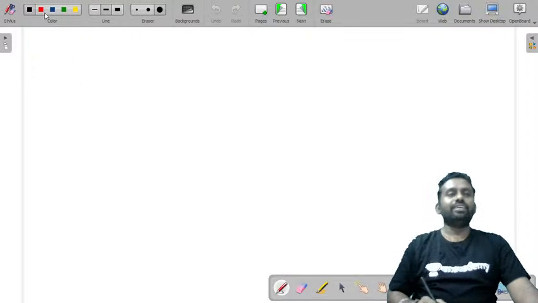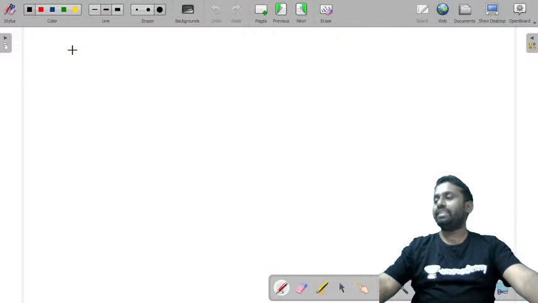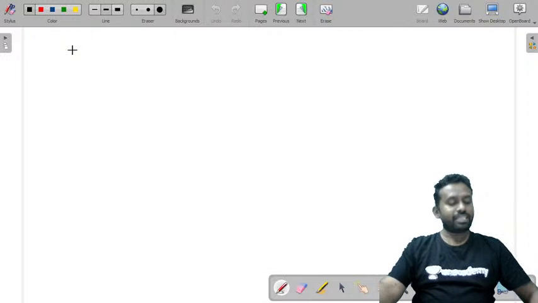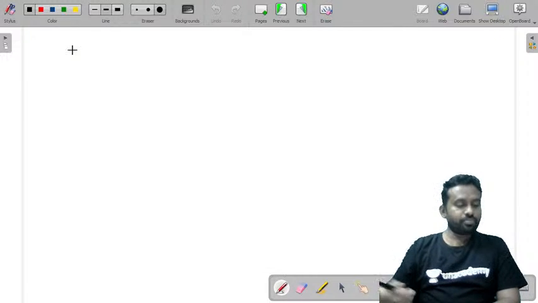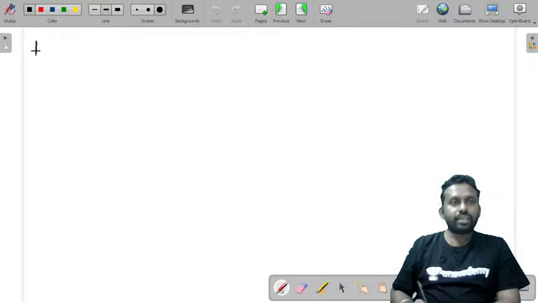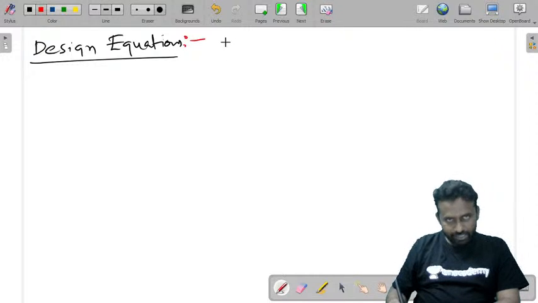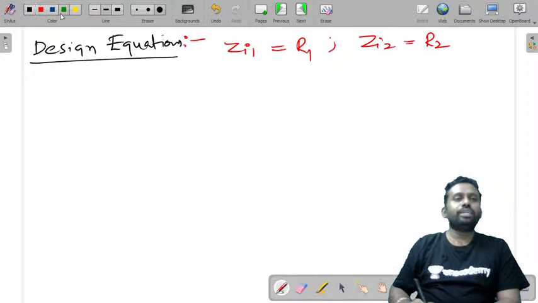So if you want to find design equations, by considering the image impedances as purely resistive elements, that is Zi1 as R1 and Zi2 as R2, you can also derive them. In most of the questions, they will be given as purely resistive. So we are writing design equations by assuming Zi1 as R1 and Zi2 as R2. So let's try to write that.